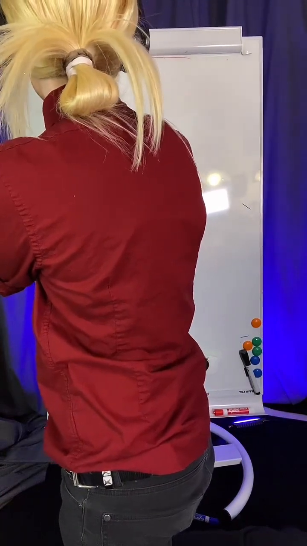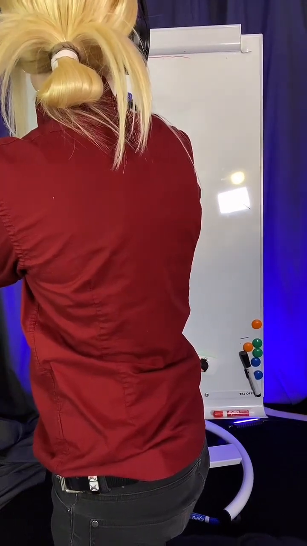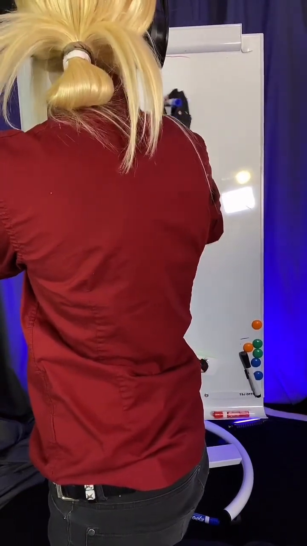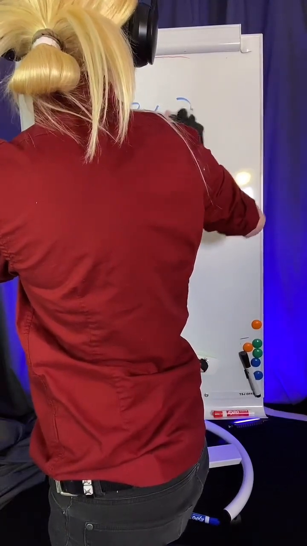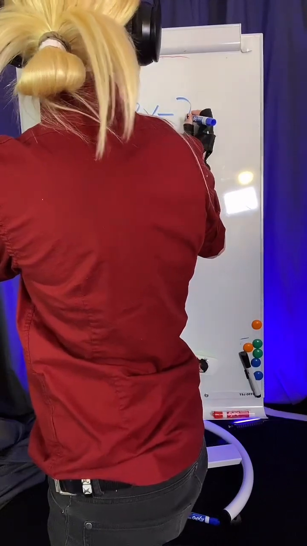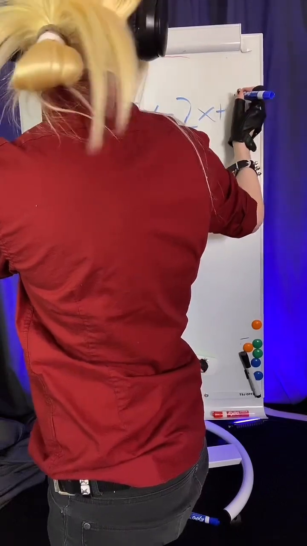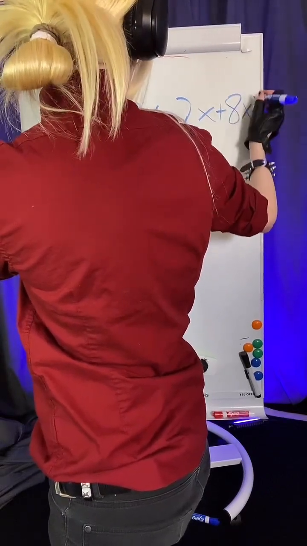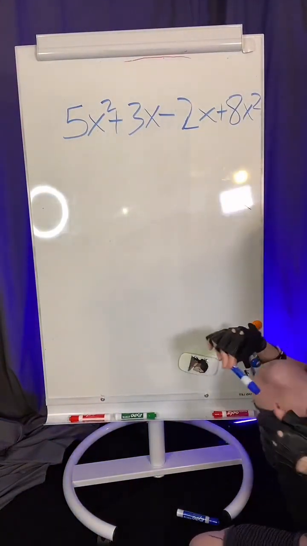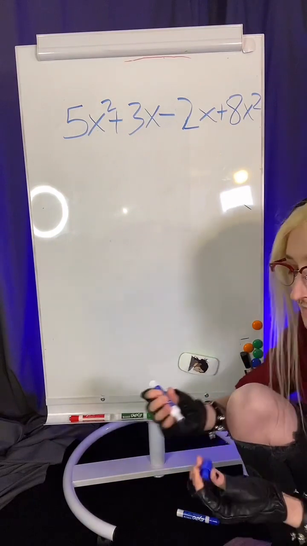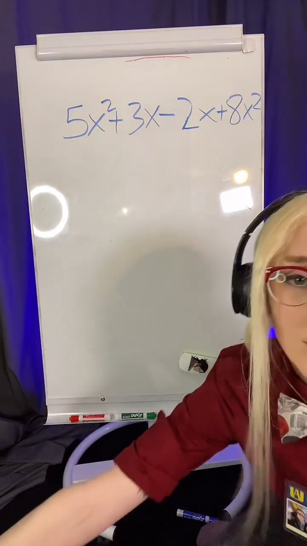I'm going to do 5x squared plus 3x minus, I want to do a minus there. I wrote a plus. Minus 2x plus 8x squared. Give you a little bit of time to write that down, and then I'll talk you through this one, okay? So don't panic if you don't know how to do it. We only panic at the disco. I'm going to talk you through this one.